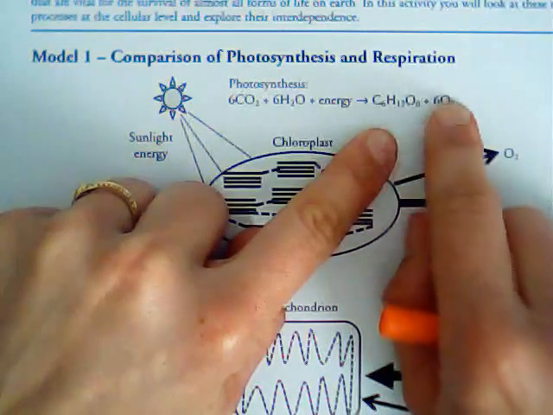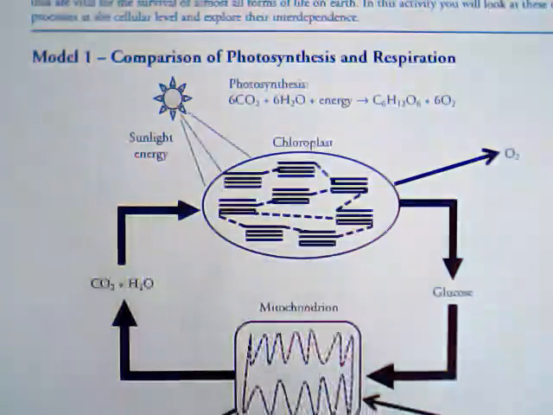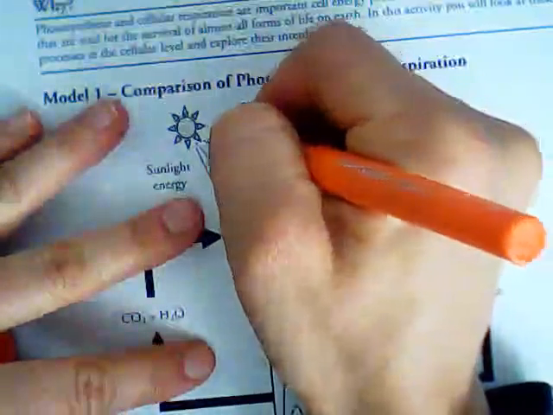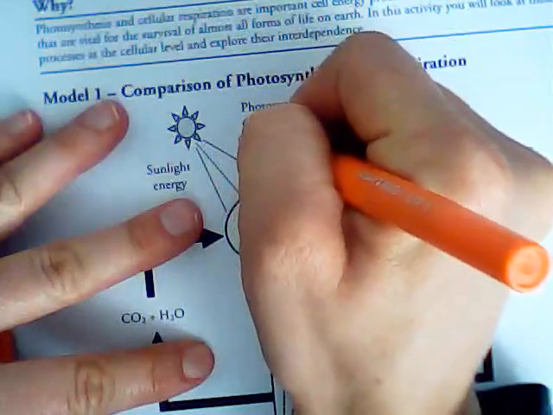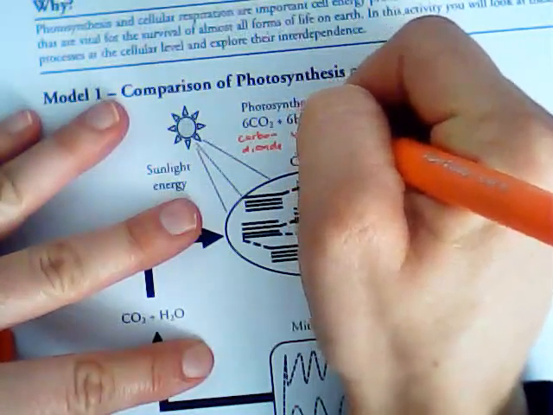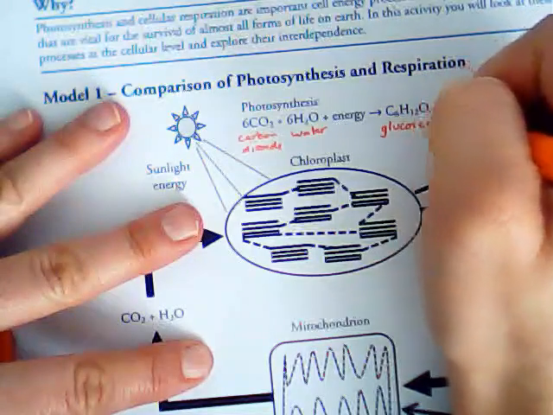So this is diatomic oxygen. This is the type of oxygen that we find in the atmosphere. I'm going to write them out, like what their names are. We should know this one already. So carbon dioxide, should know this one. This is water plus energy. This one is glucose. That's what we were calling it in the other activity.